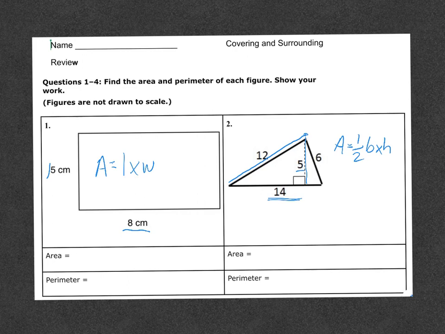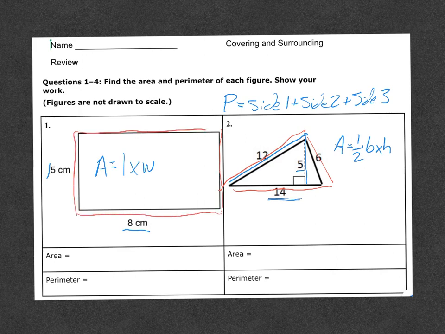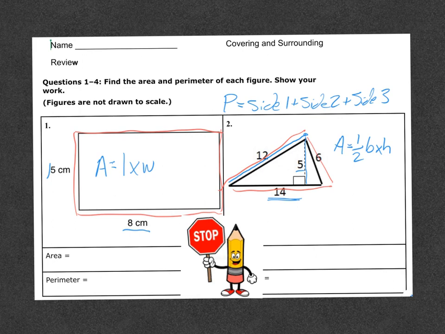For perimeter, remember you are adding all of the sides. So perimeter equals side 1 plus side 2 plus side 3. And it's the outside, right? So your perimeter is your outside. In this case, it's 4 sides, right? Press pause and solve these problems. When you're finished, hit play and move on to the next.